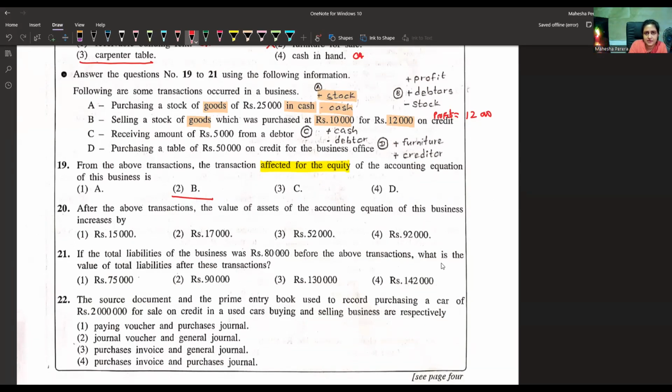Receiving 5,000 from a debtor. What happens? Cash increases and debtors decrease. එතකොට assets are affected. Purchasing a table on credit for business office. අද මේ business office කියලා කියන්නේ business එකේ පාවිච්චියට, resale කරන්න නෙමෙයි. ඒ කියන්නේ විකුණන්න නෙමෙයි. Table එකක් ගන්නවා ණයට. So what are the impacts? The furniture increases and creditors increase.